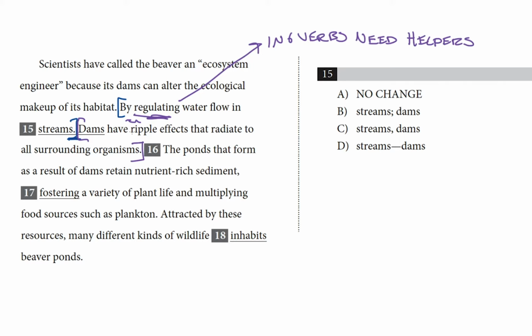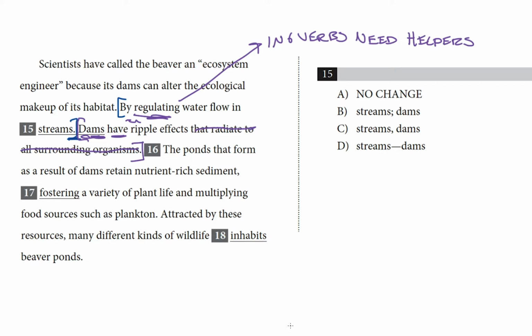Let's see. Dams have ripple effects that radiate to all surrounding organisms. Yes, so there's our subject, that's dams, and there's our verb, is have. That's all we need to focus on. We can even ignore everything after that. I'm just going to cross that off. So now we are looking for a choice that will correct the error created in the original, the error that results in our sentence fragment.